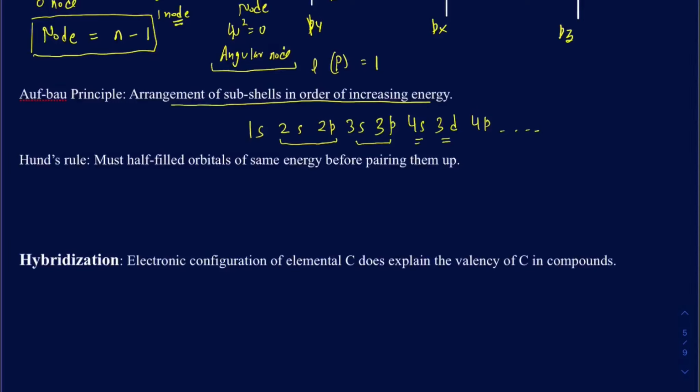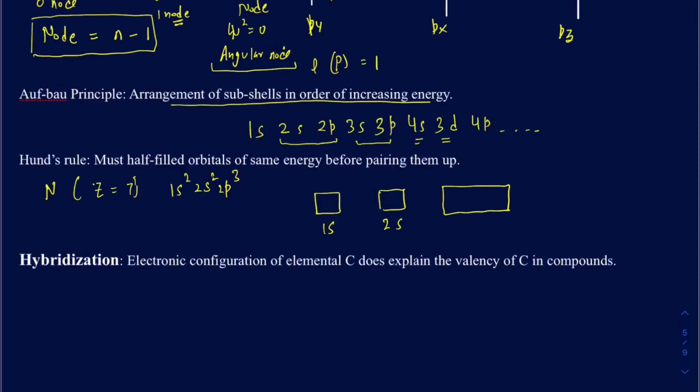When you're writing the electronic configuration, suppose I'm focusing on nitrogen. Nitrogen has an atomic number of 7, and its electronic configuration is going to be 1s2, 2s2, and 2p3. Now, when I'm putting electrons in those orbitals, you have one orbital in 1s, one orbital in 2s as well, but then I have 3 orbitals in 2p.